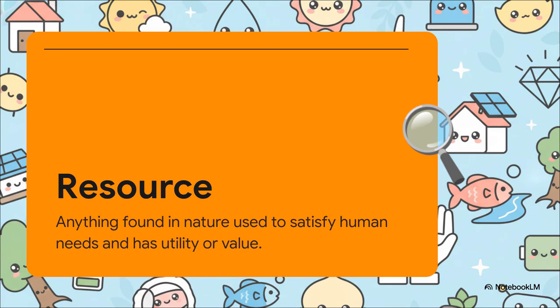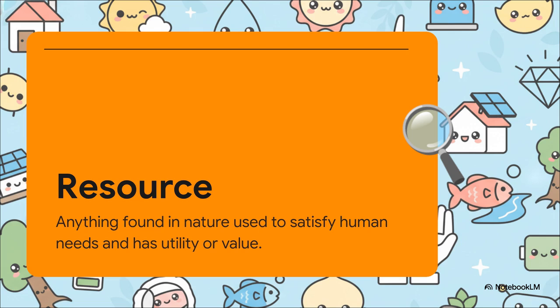Okay, pay close attention to the exact wording here because teachers love testing this. A resource is anything found in nature that can be used to satisfy human needs and has utility or value. Think about it like this. Trees, they exist in nature totally independently of us. But the second we cut one down and turn that wood into a desk or a chair to satisfy our needs, boom, that tree becomes a resource.